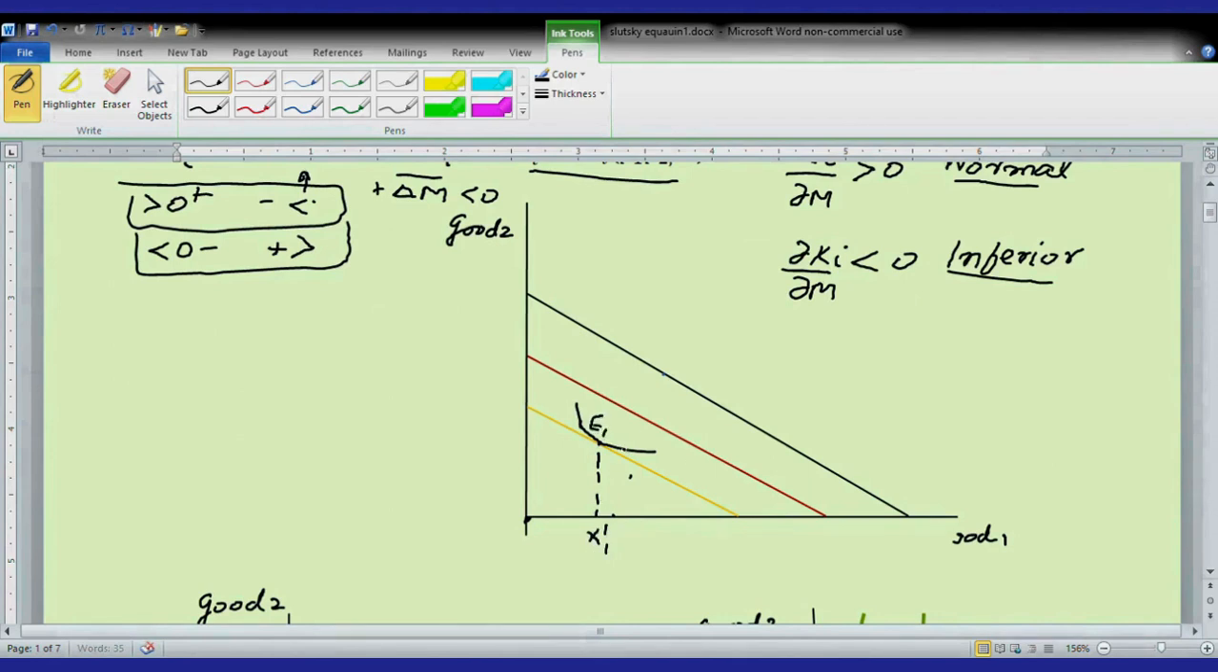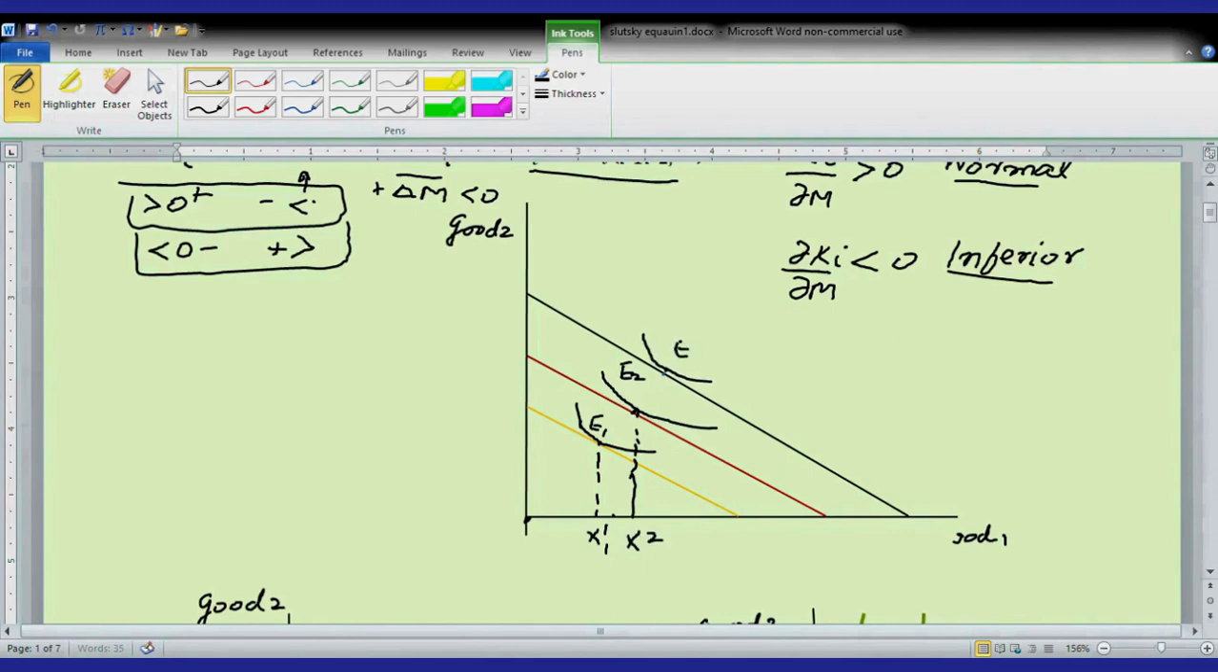The tangency condition is satisfied. Suppose that now income increases, and the budget line becomes the one represented by the red one, and suppose that the tangency occurs at point E2. This is like saying that as income increases, consumption of good 1 increases from x1 to x2, and similarly here to x3.